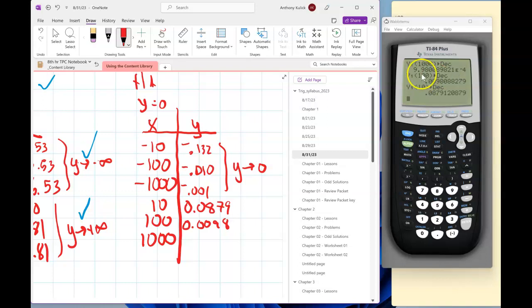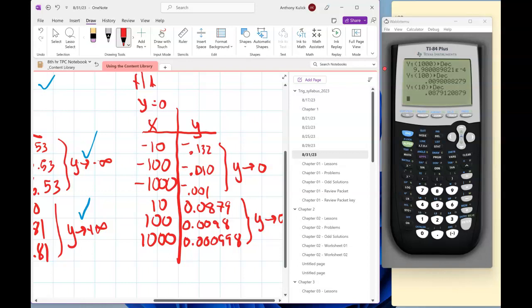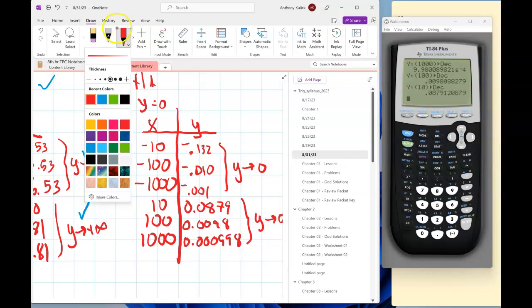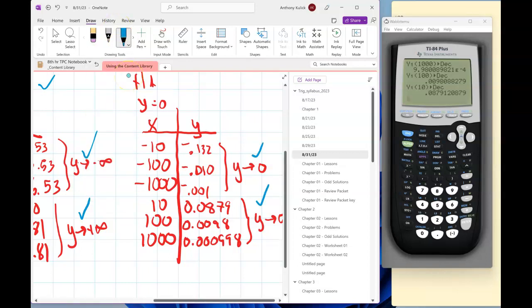So really what I need to do is move this decimal place 4 to the left, and that'll really be the number. And now that looks right, right? If I go and look at those, yep, heading to 0. That's what I was hoping for. So again, both heading to 0 confirms the horizontal asymptote at 0.